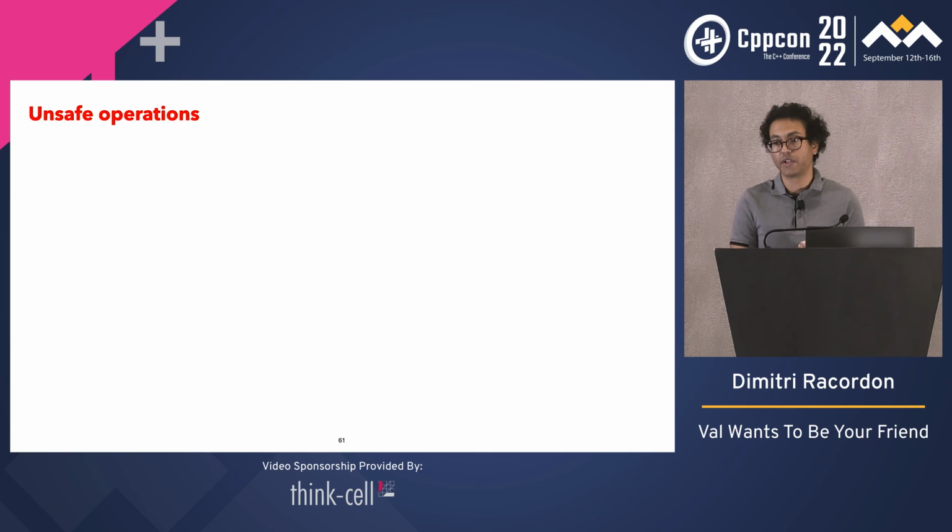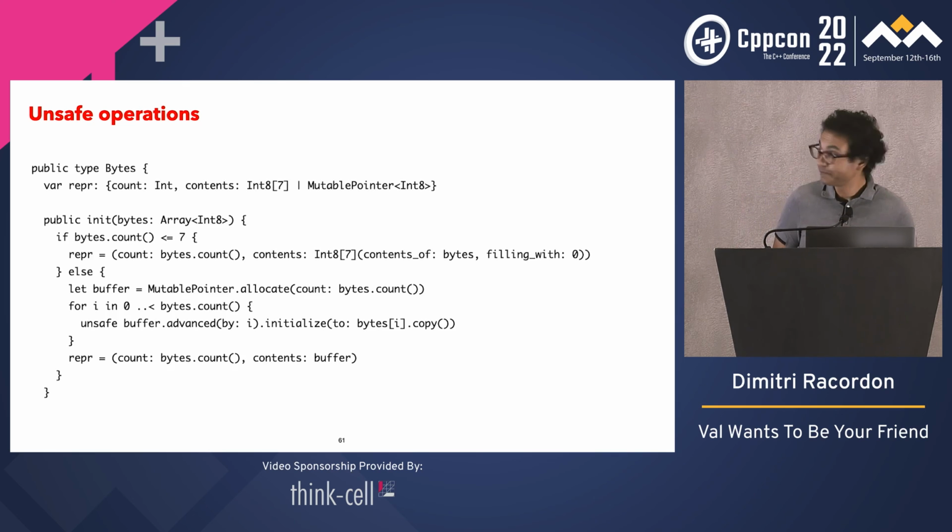All right, unsafe operations. There are operations that do not fit the safe subset of Val. For instance, you may want to manipulate raw pointers to interact with a legacy library that you have. Or maybe you want to perform unsafe memory operations for the sake of performance. In those cases, you can opt into an unsafe feature. So let's study an example to see how that looks.